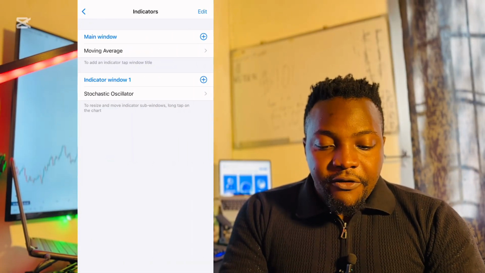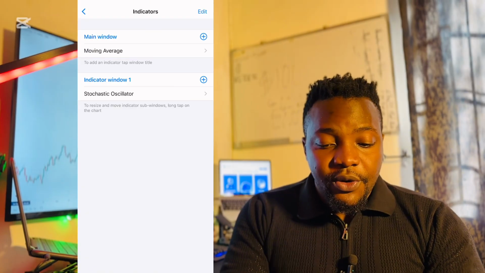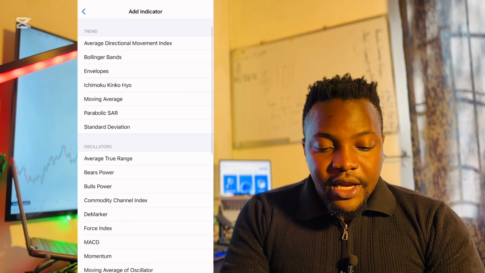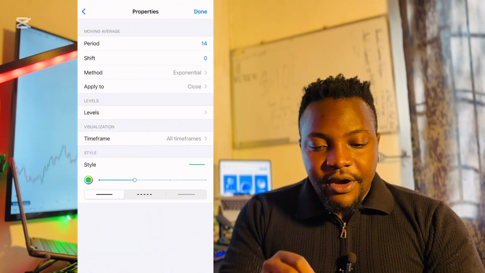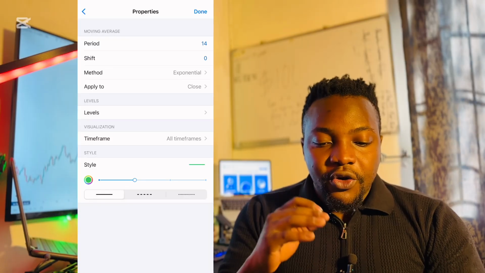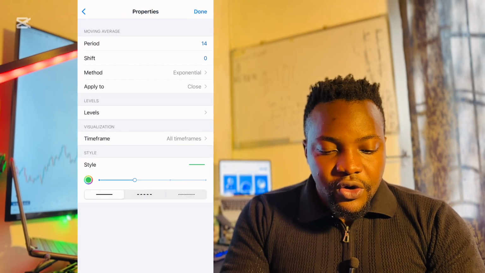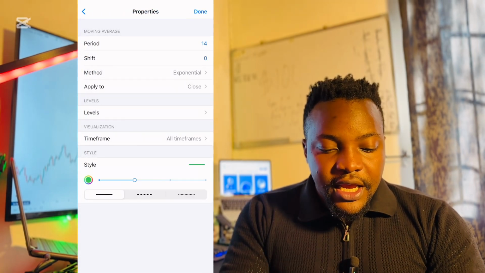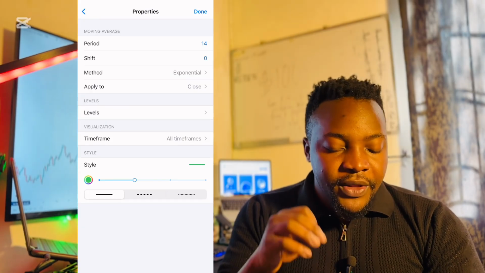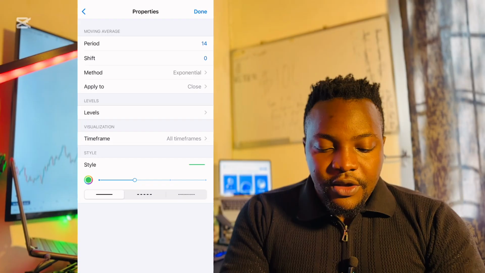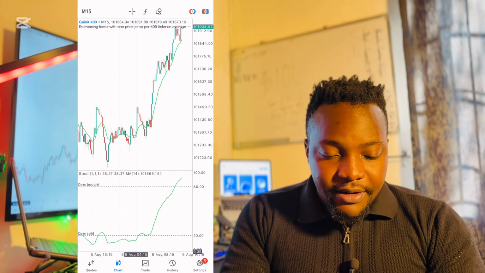Okay. Moving on, we're going to add more indicators, but this time around, we're going to add them under the indicator window 1. So click on indicator window 1, click on moving average, and this time around, we're going to add the same moving average that has got a period of 14, the shift is 0, the method is exponential, apply to close. We don't have any levels as well, and on time frame, allow it to be on all time frames, and then it has got the same style as well, that is that green color. Okay, and then once you're done, you simply click done, and right down here we also have another moving average.